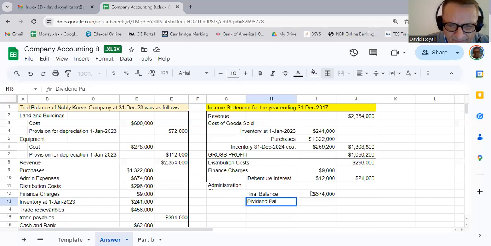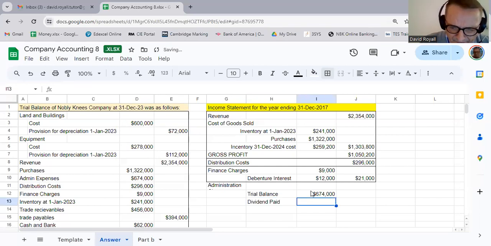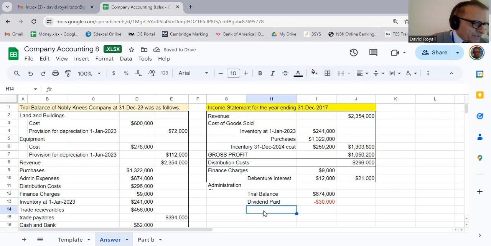So I'm going to put a negative figure in there, minus 30,000, to indicate I want to take that figure away. Just to make an even heavier point on that, I'll put it in red. Okay, so what else have we got?